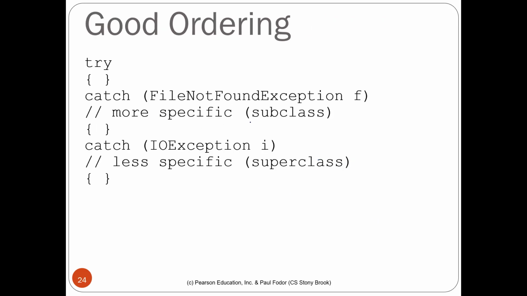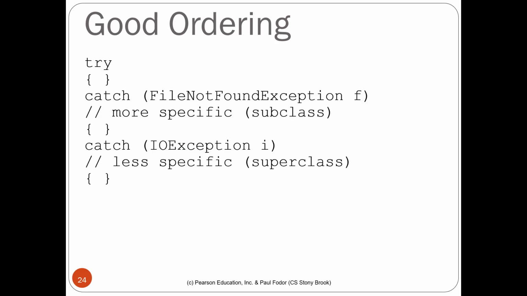As an example, this is a good ordering where you can have a try block, and we have two catch blocks, catch 1 and catch 2. In the first catch block, it has been written for an exception type FileNotFoundException. Now this FileNotFoundException is a subclass of IOException, right? So this is perfectly fine.